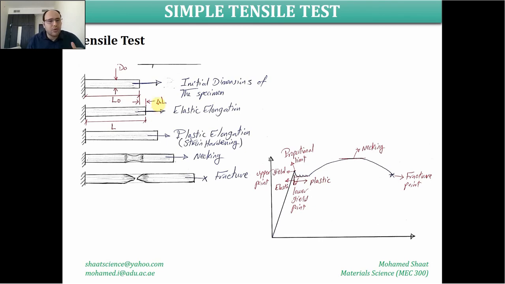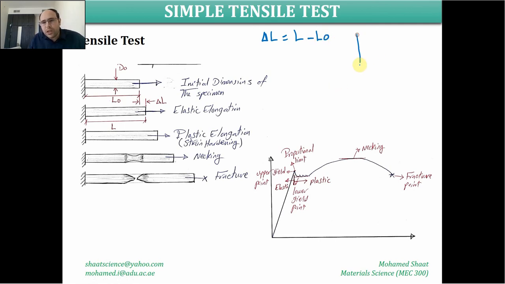We can calculate this elongation simply as the difference between the new length of the material and the original length. This is going to give us delta L. So we can define the elongation in the material sample by delta L, which is the new length minus the original length of this material sample.